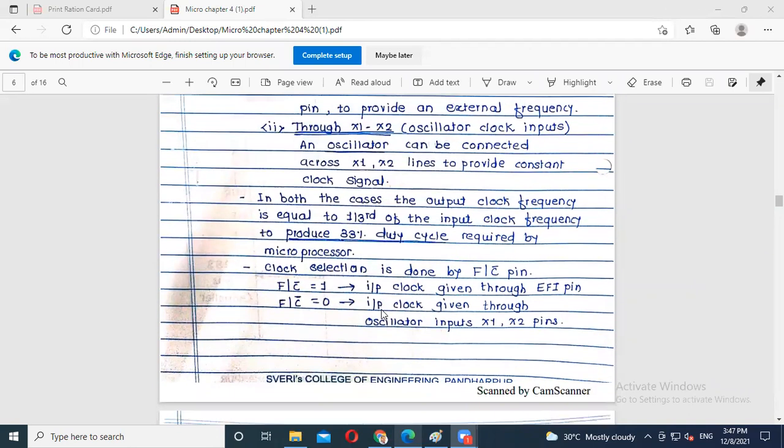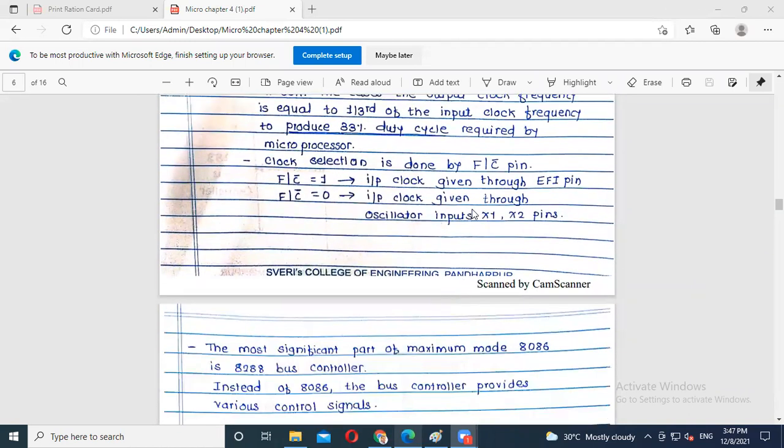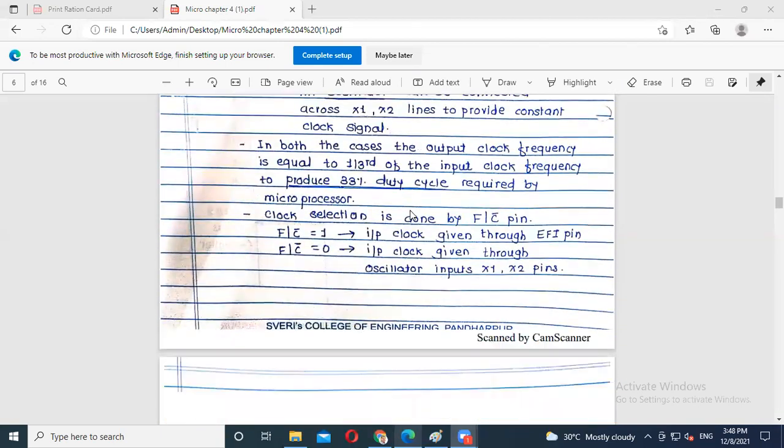The clock selection is done by the microprocessor chip with the F/C bar. If it is 1, then the input clock frequency through the EFI pin is enabled. If it is 0, then the clock signal is enabled, meaning the input clock is given through the oscillator inputs X1 and X2. X1 and X2 are for the signal, and EFI means external frequency input. So these two conditions work on the clock generator.